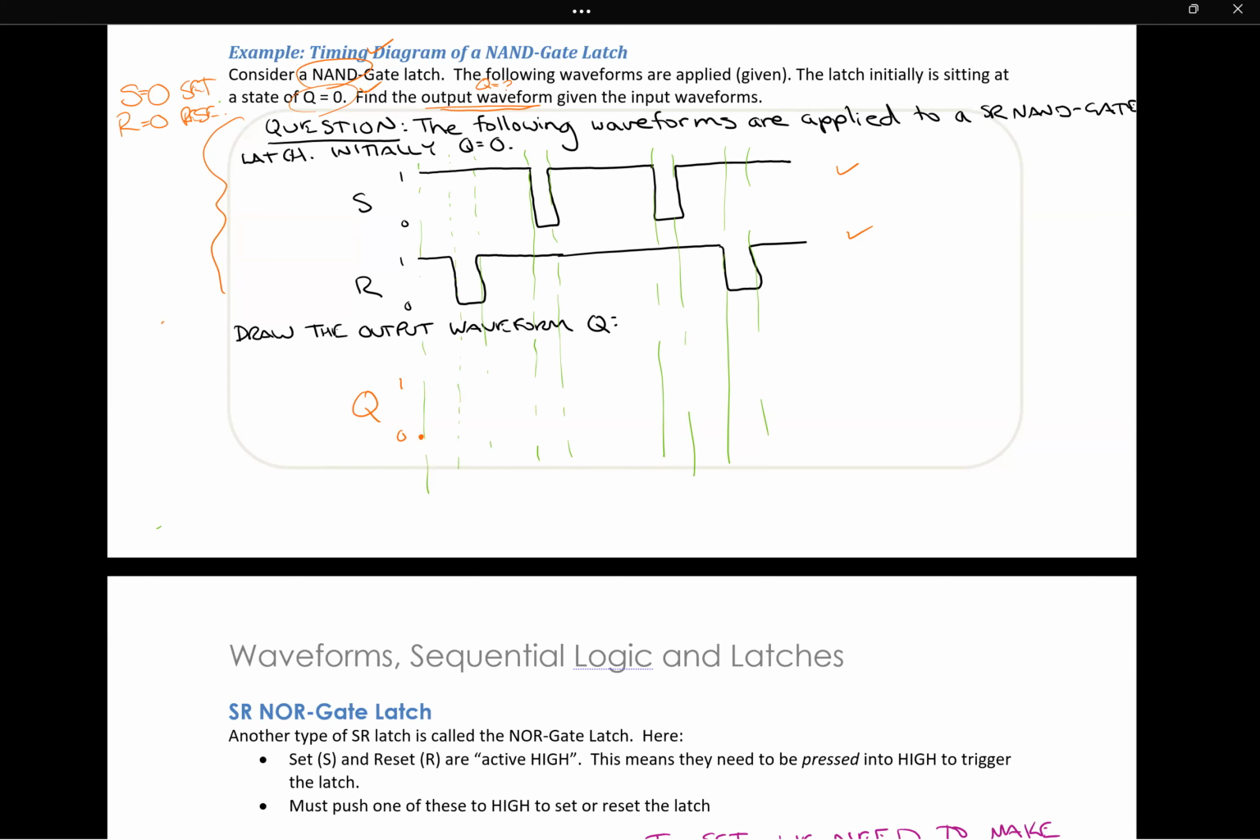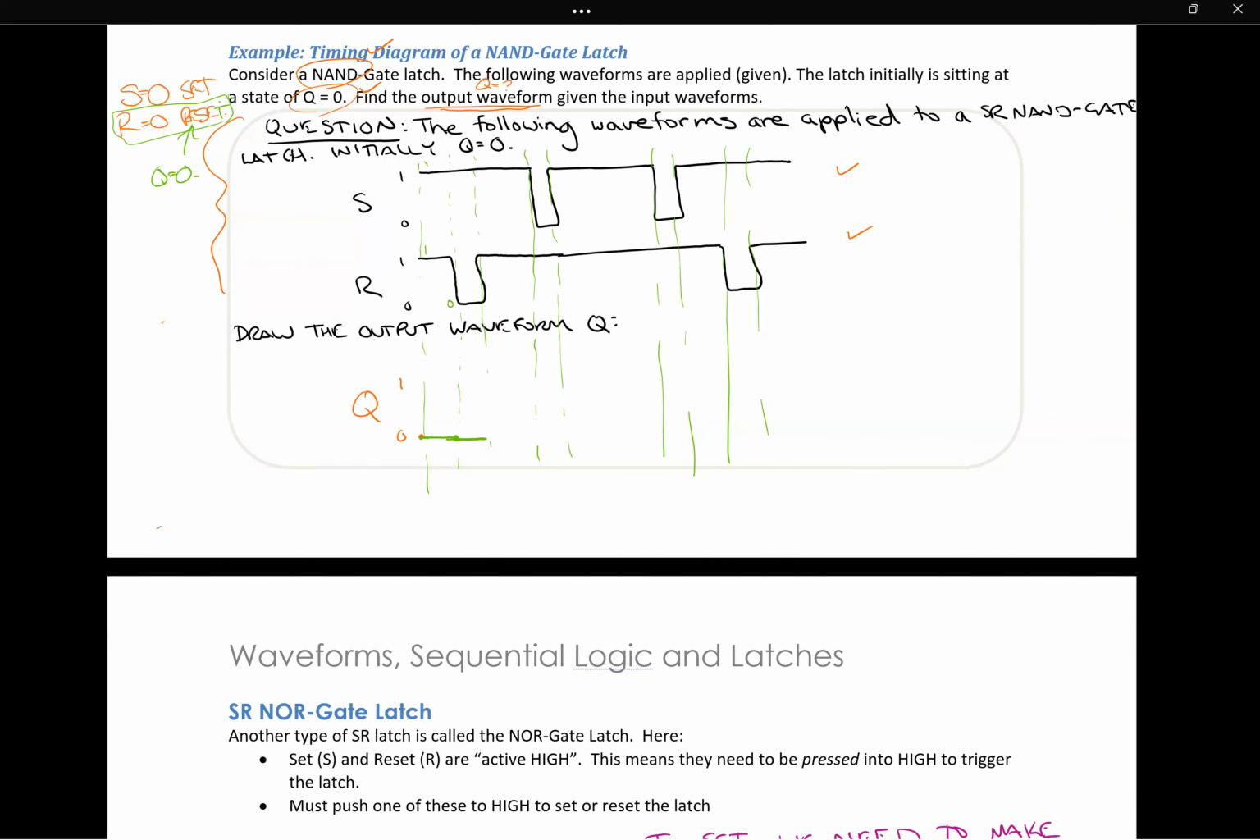At this initial condition, we have S and R both 1. Then at this next condition, we have driven R to 0. We started at 0, and now we're driving R to 0, which means we're going to reset the latch. Reset means Q equals 0. I'm already reset, so I reset it again.